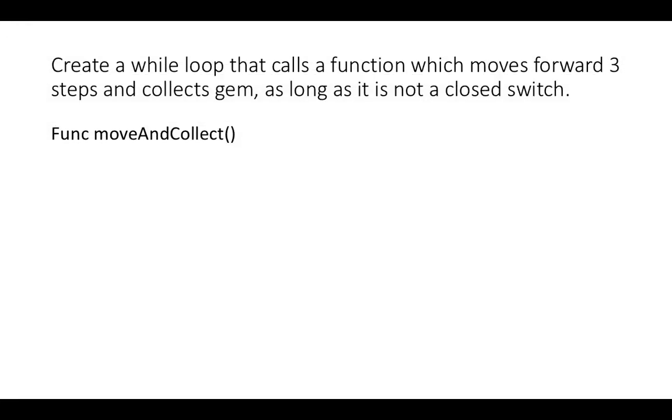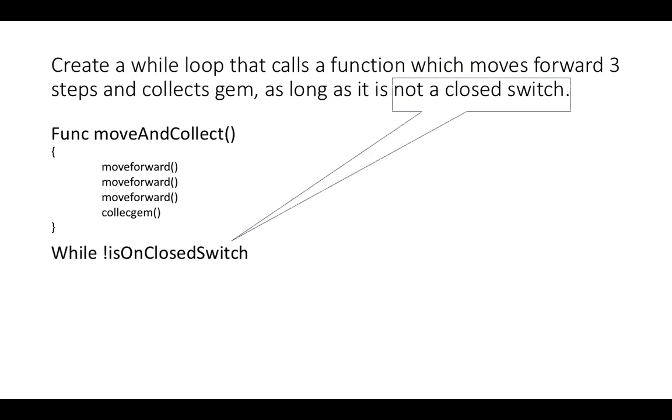So we have to write a function called move and collect. You can give it any name, but what it does is move forward 3 times and collect the gem. You all know from term 1 how to write a function. Now what we will do next, we have to write a while loop that will run as long as it is not on a close switch, and inside this while loop we have to call the function.